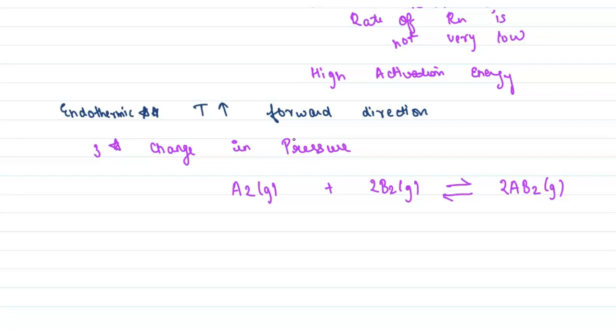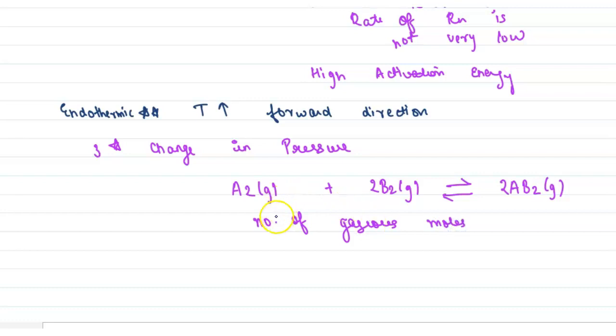You are in a class. You have been facing a lot of pressure. Will you stay there or move to a class with less number of people? See, people in a reaction are decided by number of gaseous moles. Number of gaseous moles are people here. Now here, number of people on the reactant side: this is 1 mole and this is 2 moles, so 3 moles on the reactant side while 2 moles on the product side.